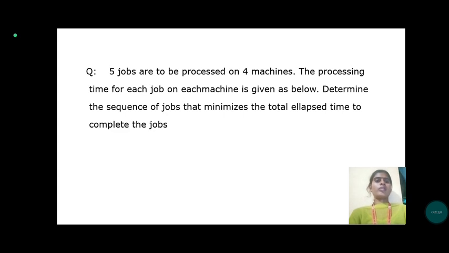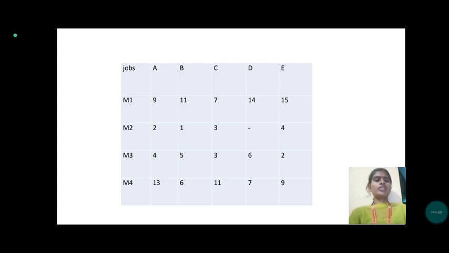First we have a problem. 5 jobs are to be processed on 4 machines. The processing time for each job on each machine is given as below. Determine the sequence of the jobs that minimizes the total elapsed time to complete the jobs. Here we have a table.